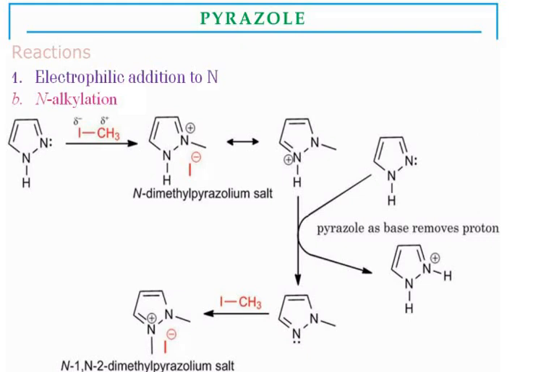Electrophilic addition to nitrogen in alkylation. This is also a property of pyrazole. You can see the formation of N-methyl pyrazolium salt after reaction with methyl halides. And then it is in equilibrium. Pyrazole as a base removes the proton, and then the N1, N2 dimethyl pyrazolium salt forms.